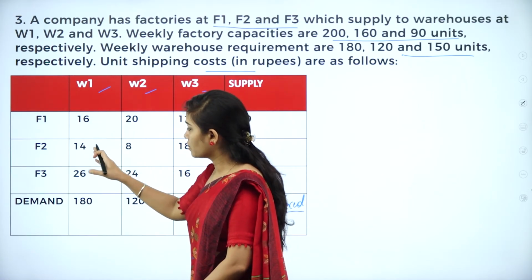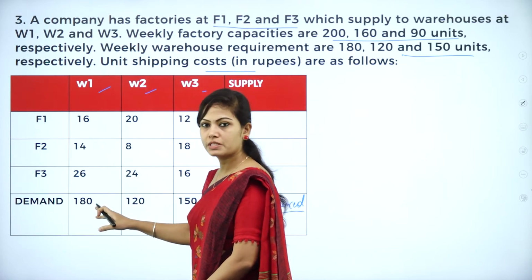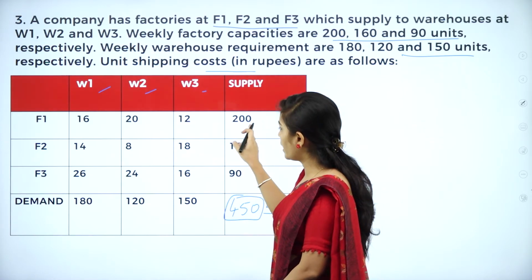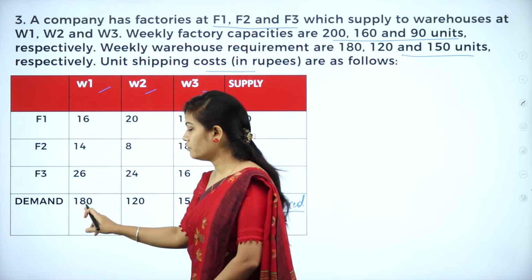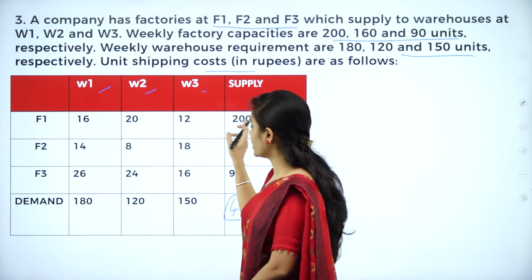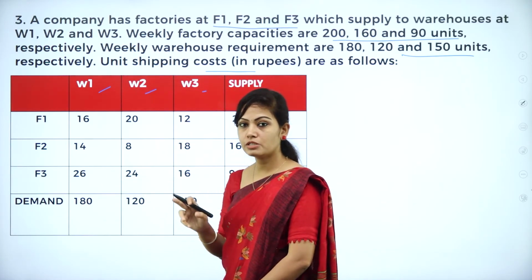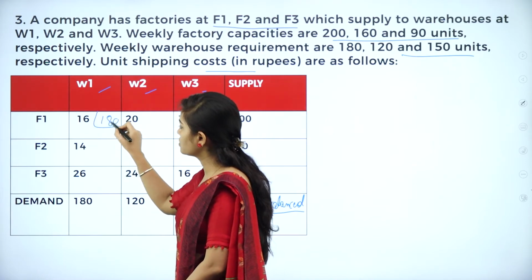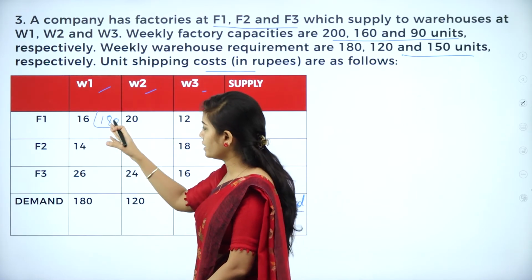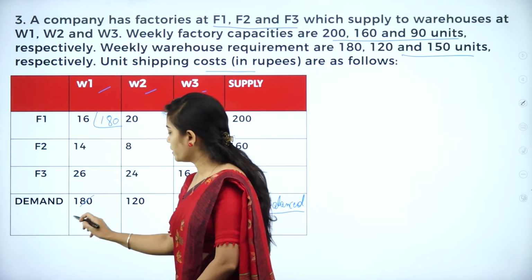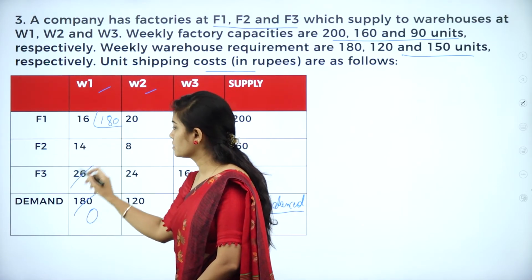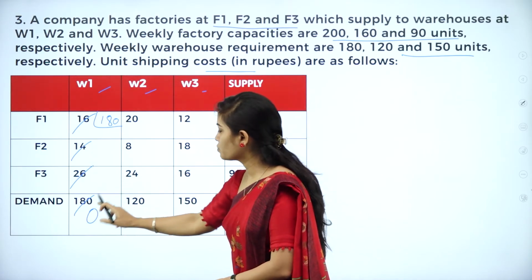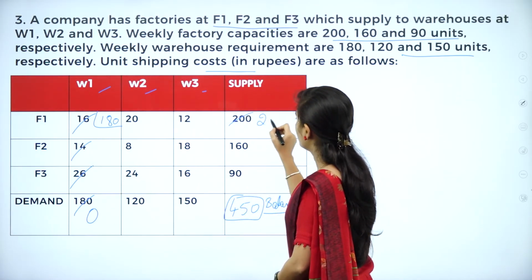You check the demand value and the supply value of 16. Here I have 200 and I have 180. So the least value is 180. I will allocate 180 to this cell. So the demand will become 0. If it is 0, I can cancel this entire column. And 200 minus 180 is 20.